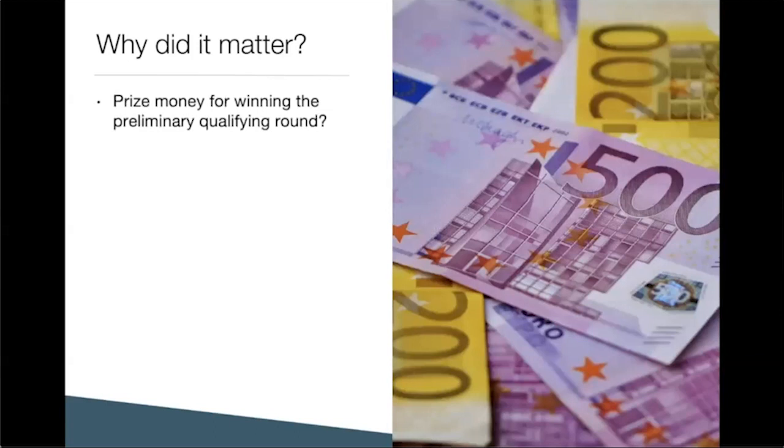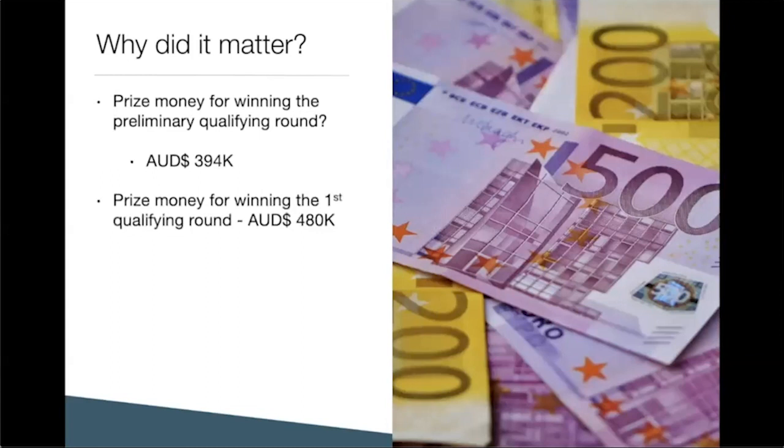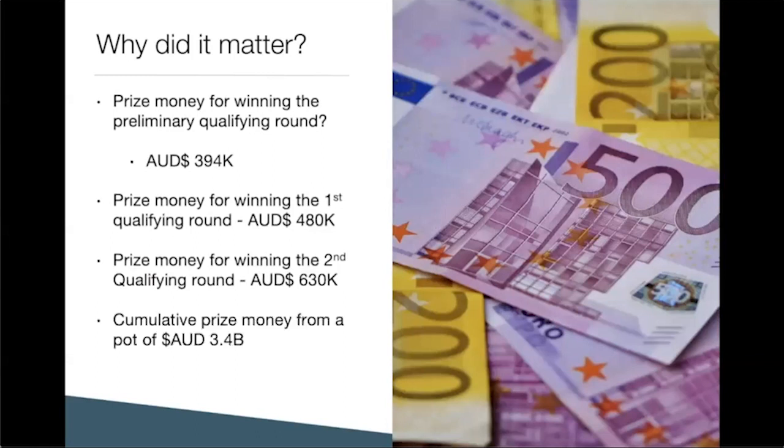So as an example, prize money for winning the preliminary qualifying round. What people don't realize is it's actually 394,000 Aussie dollars. If you can win that game and get through to the next round, you're going to get another 480,000 Aussie. And on top of that, if you can get through to the second qualifying round, that's another 630,000 Australian dollars. So the cumulative prize money comes from a prize pot of 3.4 billion Aussie dollars, which is obviously all in euros. But yeah, that's where the money came from.